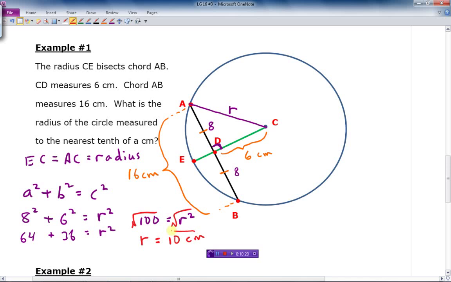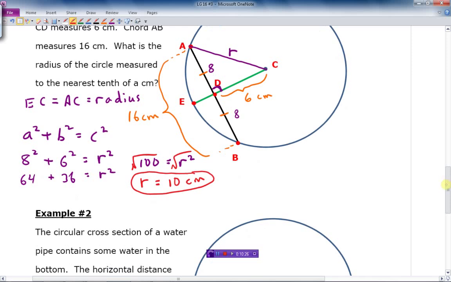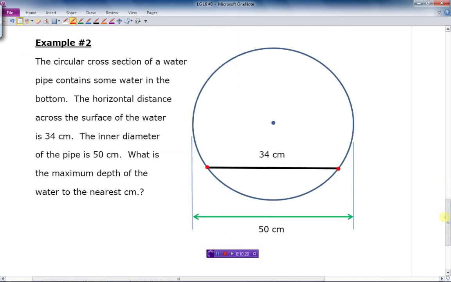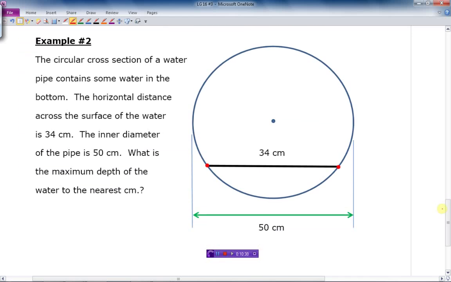And there it is. There's the answer to that question. Let's do one more example. It seems a little confusing at first, but as you do examples, it's the same kind of procedure for many of them. This second example, the circular cross-section of a water pipe contains some water.